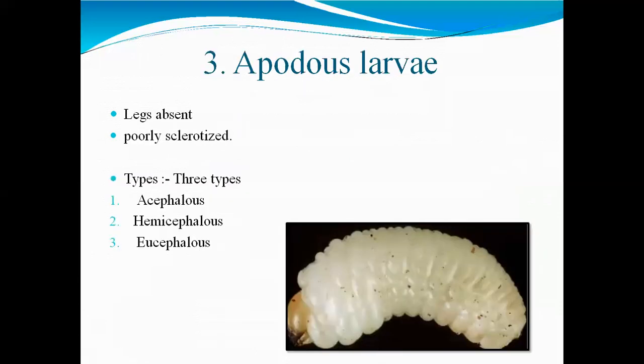The third type of larva is apodous larva. Apodous larva is a sluggish type of larva. Its legs are absent. It is poorly sclerotized. It has 3 types: acephalous, hemicephalous, and eucephalous.